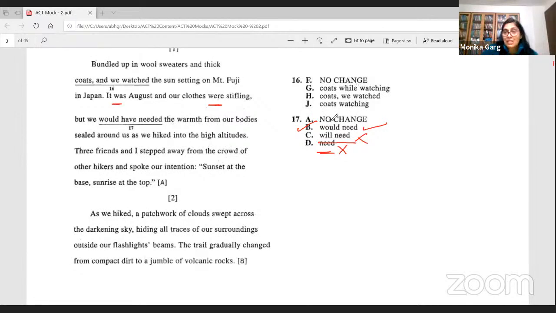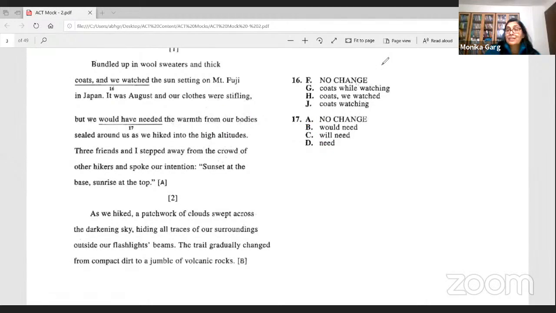Now C was easy out because it was in future tense and the entire paragraph is in past. D was also out for the same reason. This is present tense verb and you needed a past tense verb. Between the other two, it was a little bit tricky, but you can see you're not saying this could have happened or should have happened or would have happened. You're not talking a conditional here, you're talking about a simple incident, so you would say would. Okay, moving on.